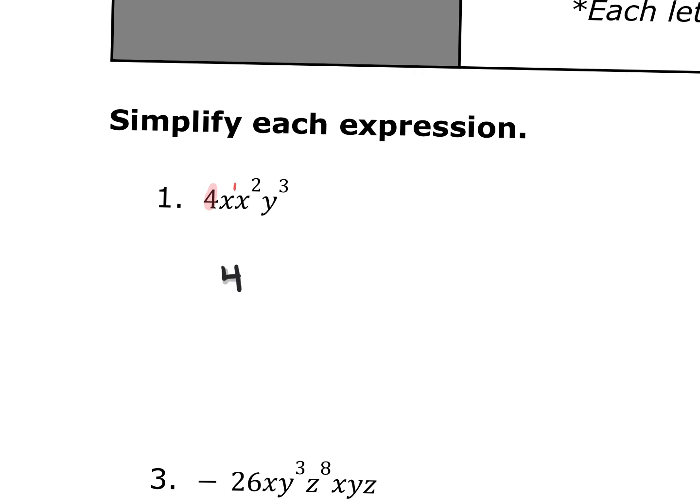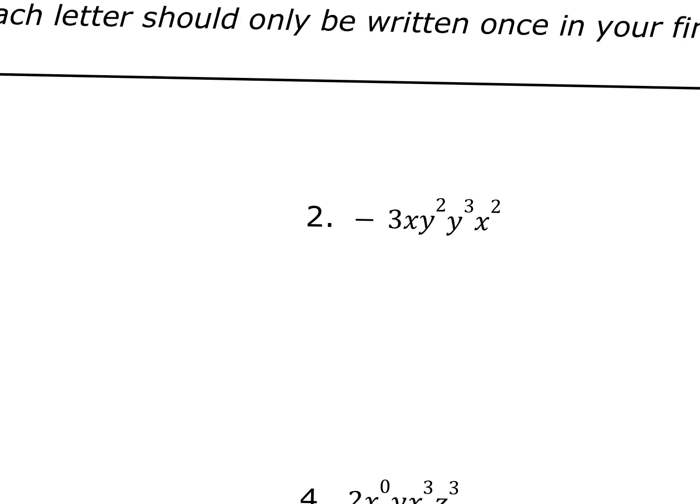And then I'm going to add my exponents. Because I have x to the first and x to the second, and because they're both x's, when we multiply those, we actually add those exponents. So that's going to give me x to the third. And then I still have this y to the third. There are no other y's, so I'm just going to leave that y to the third. So that's going to be my final answer for number 1. Let's look at number 2.